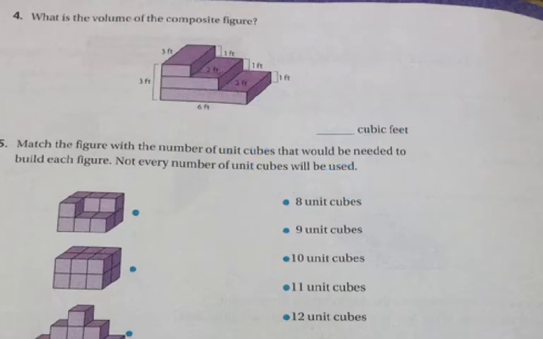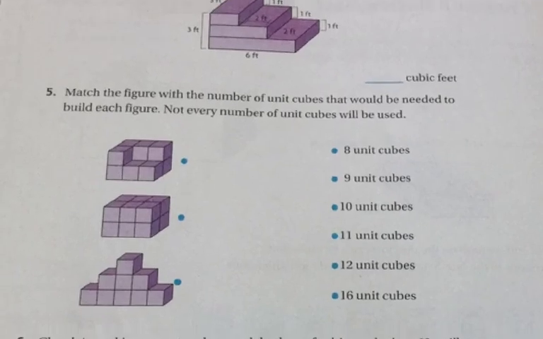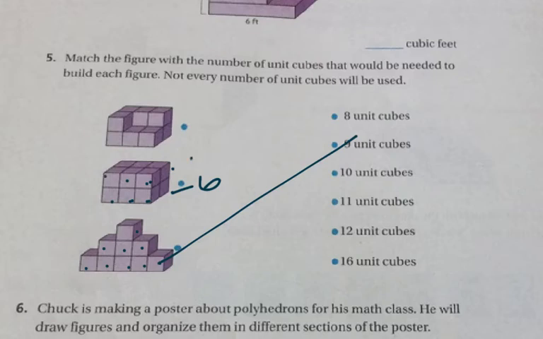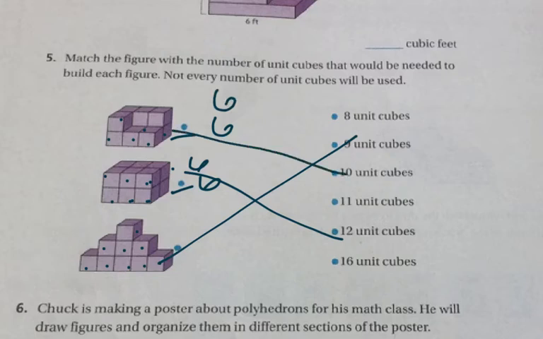Match the figure with what you see. So this one has 1, 2, 3, 4, 5, 6, 7, 8, 9. This one has 1, 2, 3, 4, 5. Well, let's count the bottom first. 1, 2, 3, and then we know there's going to be 6 on the bottom, and then 1, 2, 3, and we know there's 6 on the top. So that one is 12. And then this one, there'd be 1, 2, 3, 4, 5, 6, we know, on the bottom, and the top would have 6, but there's 2 missing, so that would be 10.